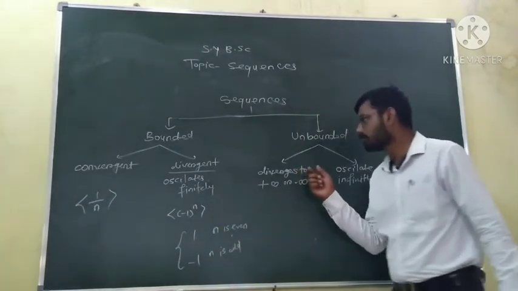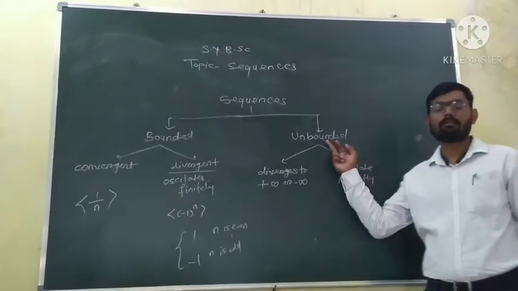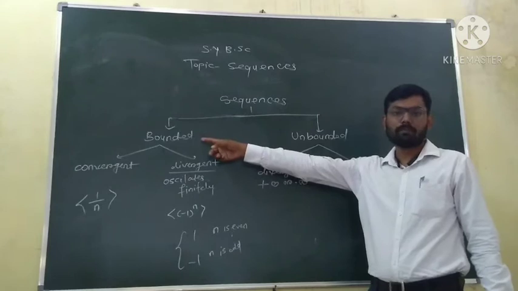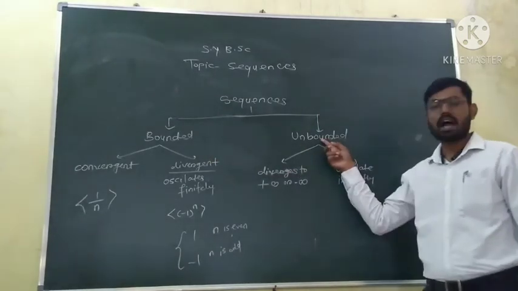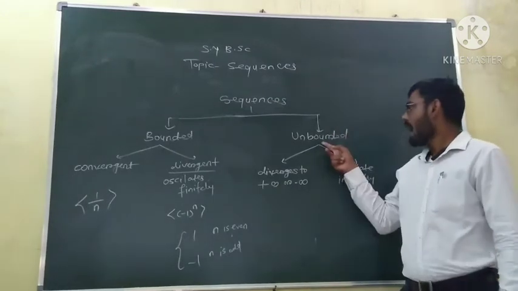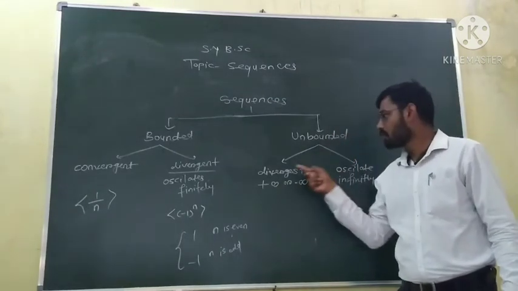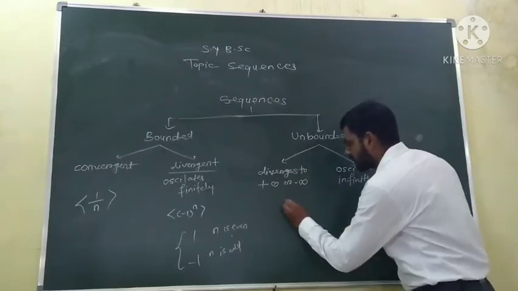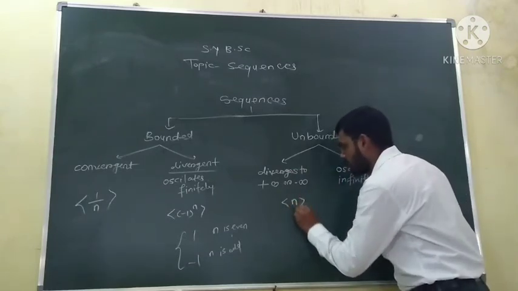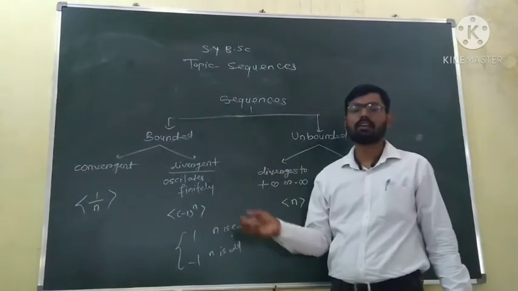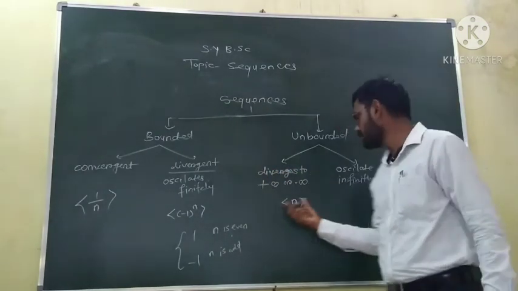Now we look at the types of unbounded sequences. For a sequence to be convergent, it must be bounded, so unbounded sequences are all divergent sequences. Again there are two types. Either they are directly divergent to plus or minus infinity. We have an example sequence here: the nth term is n, so the terms are 1, 2, 3, and so on. These are the elements of this sequence.